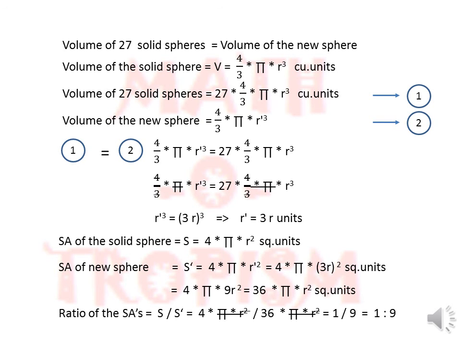So what is the ratio of s and s dash then? We just need to substitute whatever we have found. So 4 pi r square by 36 pi r square. So this comes to 1 by 9. So the ratio of the surface area of the solid sphere to the surface area of the new sphere is equal to 1:9.